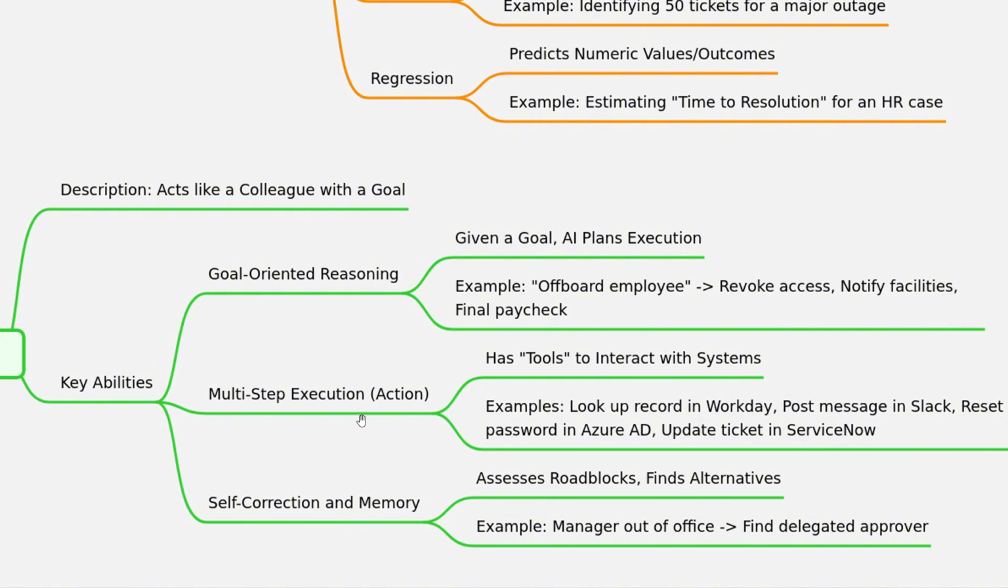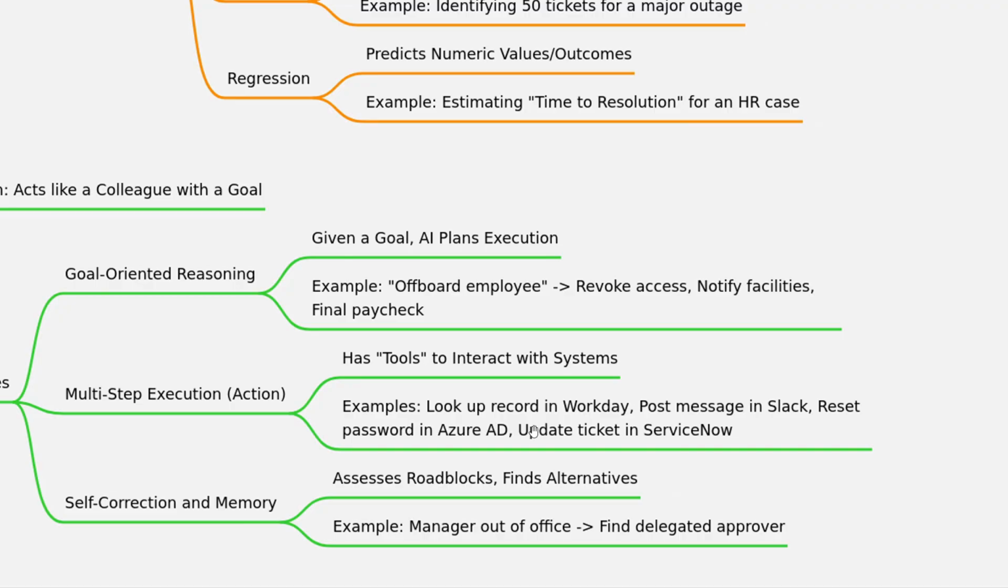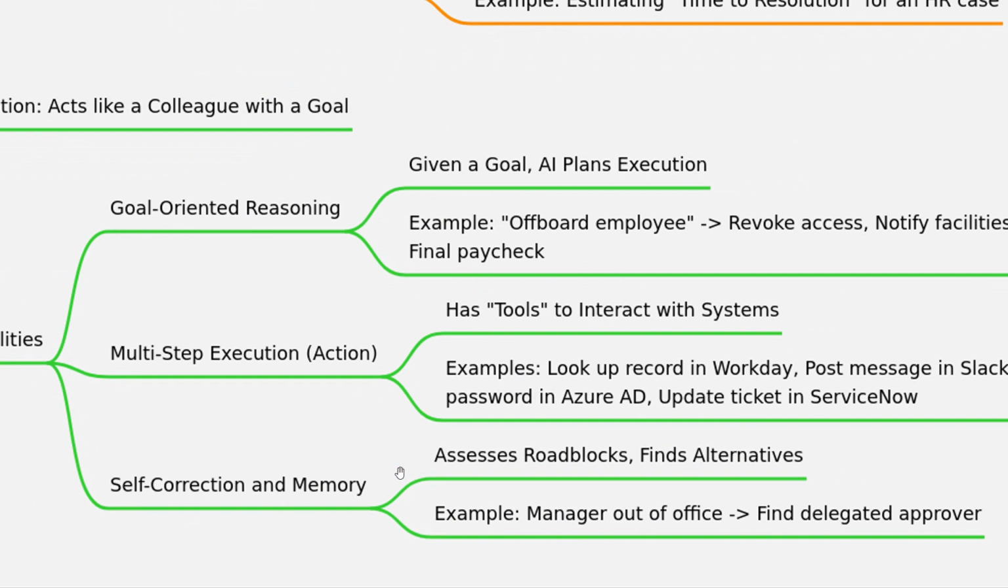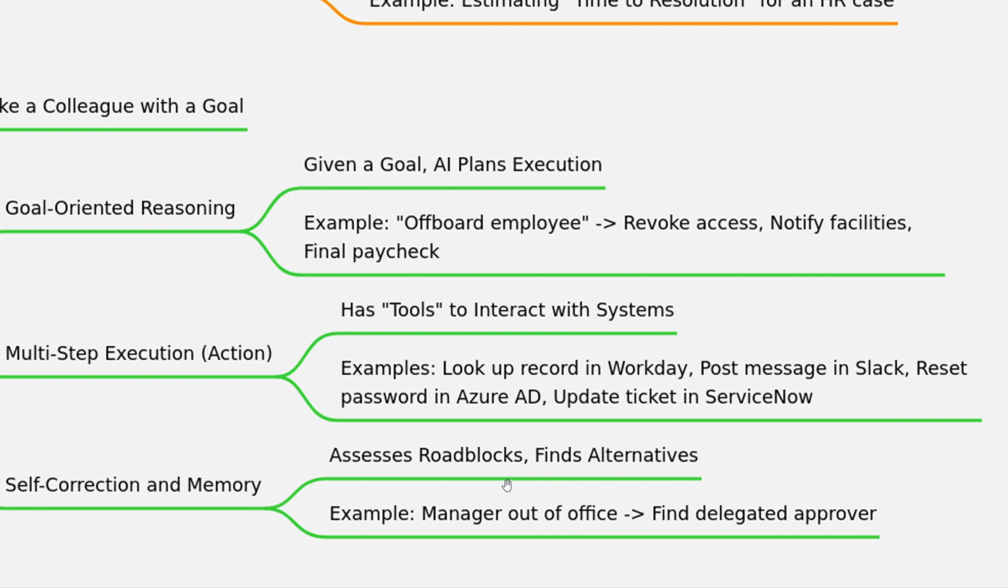It can do multi-step execution. It has tools to interact with the systems. Example, look up a record in Workday, post a message in Slack, reset a password in Azure, update a ticket in ServiceNow. Memory: it can also do self-correction as per the memory. It can assess roadblocks and find alternatives. For example, if the manager is out of office, it can delegate the approver.